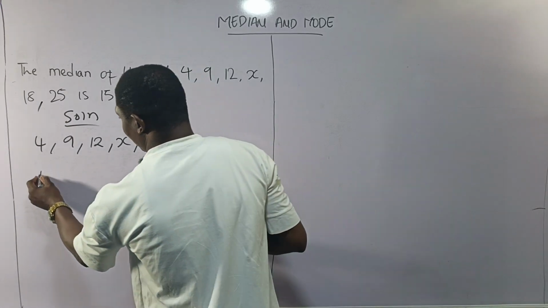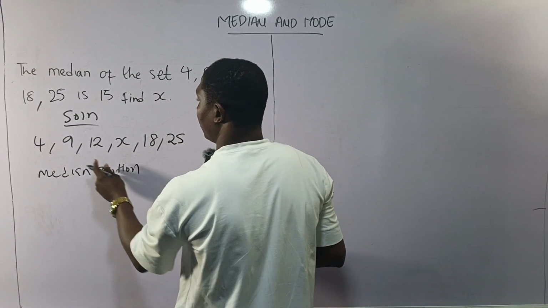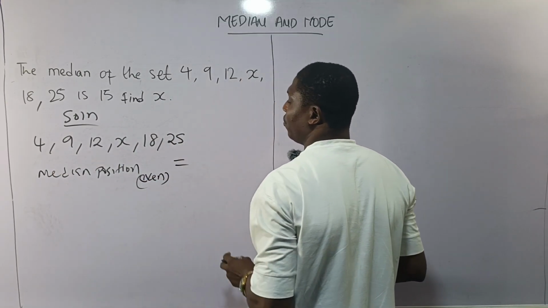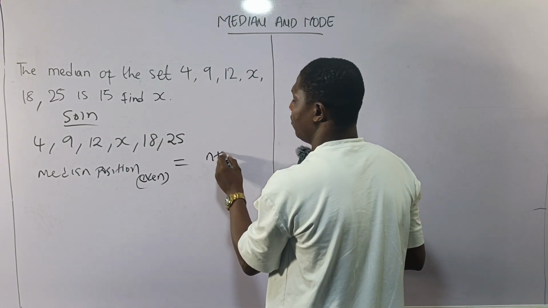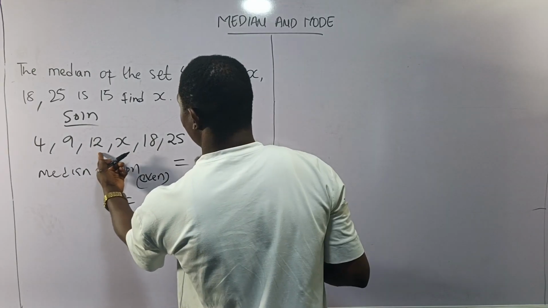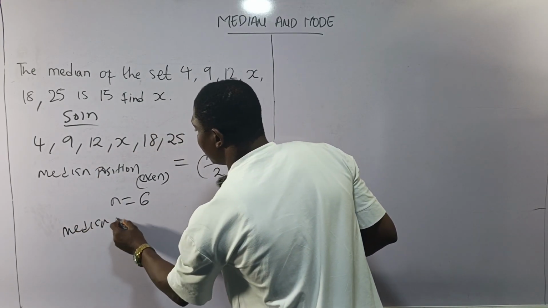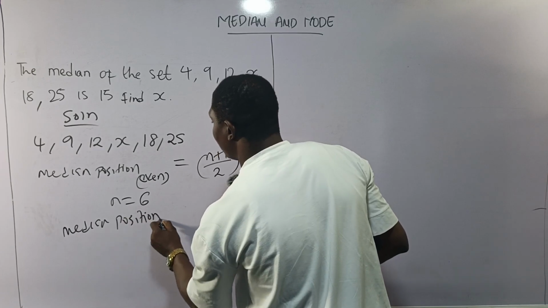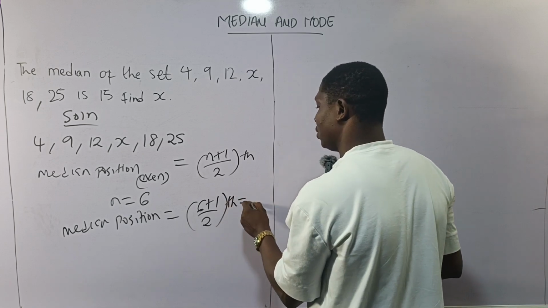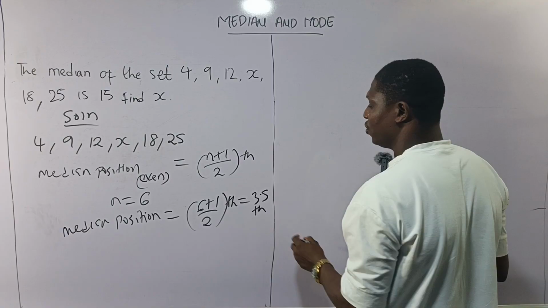Now our median position, since we have an even number, will be equal to (n plus 1) over 2 th. n is equal to 6. So we have median position to be equal to 6 plus 1 all over 2 th. 6 plus 1 is 7. 7 divided by 2 is 3.5. So we have the 3.5th position.